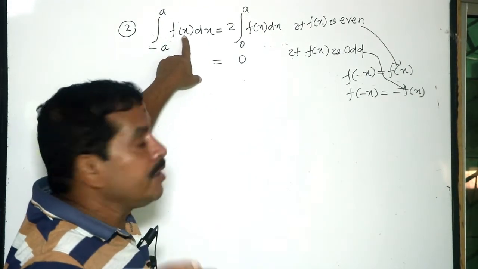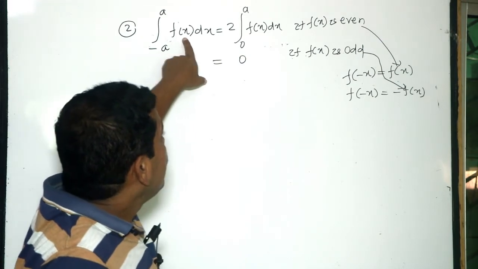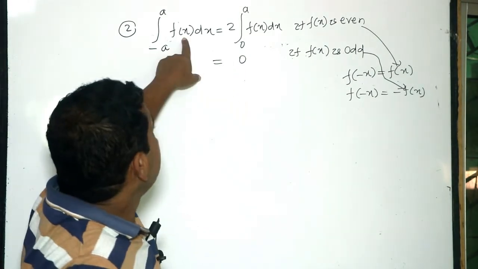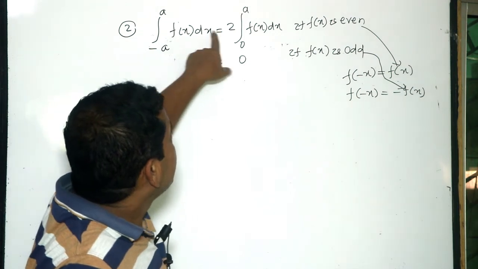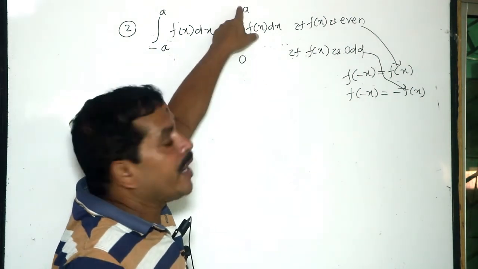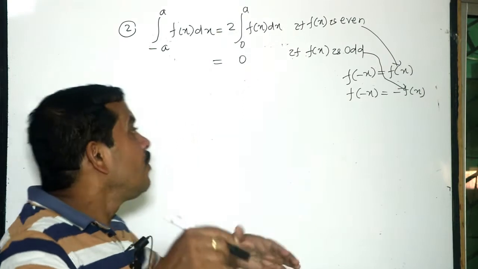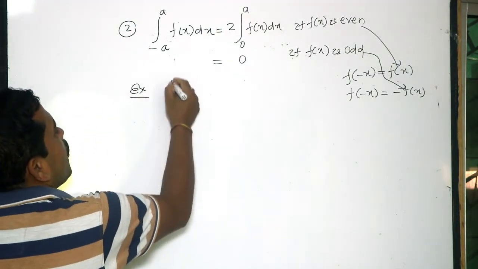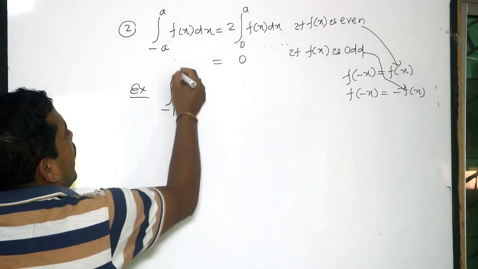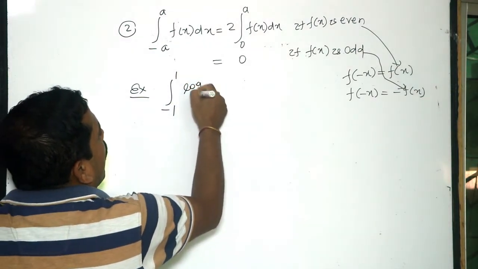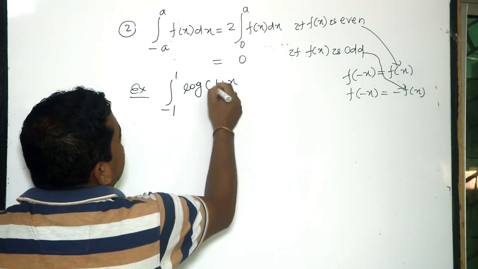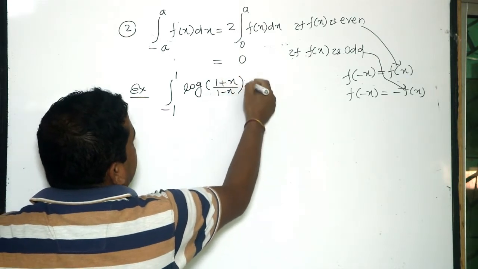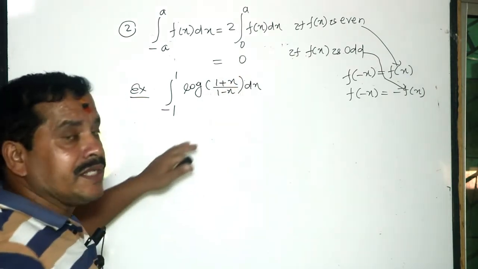is odd or even. If the function is odd, its value will be 0. And if the function is even, then it will be 2 times the integral from 0 to a of f(x) dx. Then we can evaluate the integration. For example, suppose the integration is from minus 1 to 1 of log((1 plus x) by (1 minus x)) dx. What is the value of this integration?